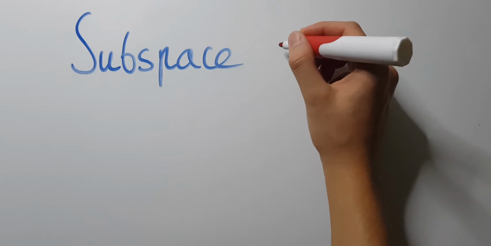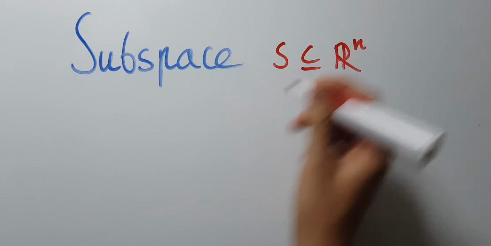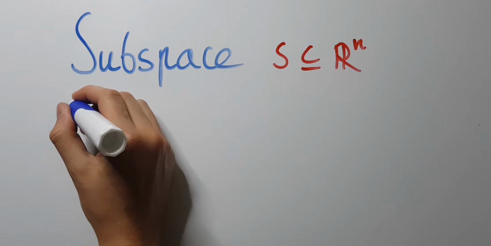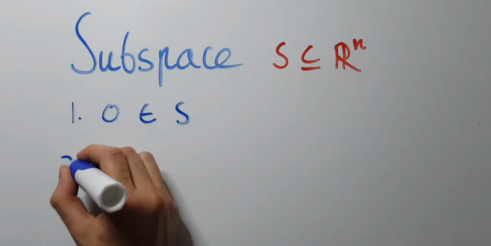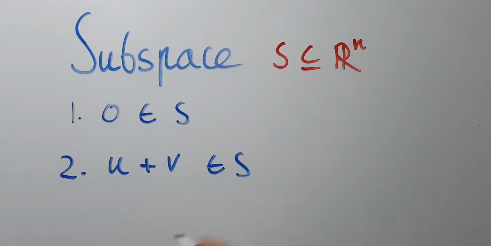So a subspace is a particular subset of a vector space of nth dimension, and it must satisfy three conditions. The first being that it must contain the zero vector, the second being that it must be closed under vector addition, and lastly, it must be closed under scalar multiplication.